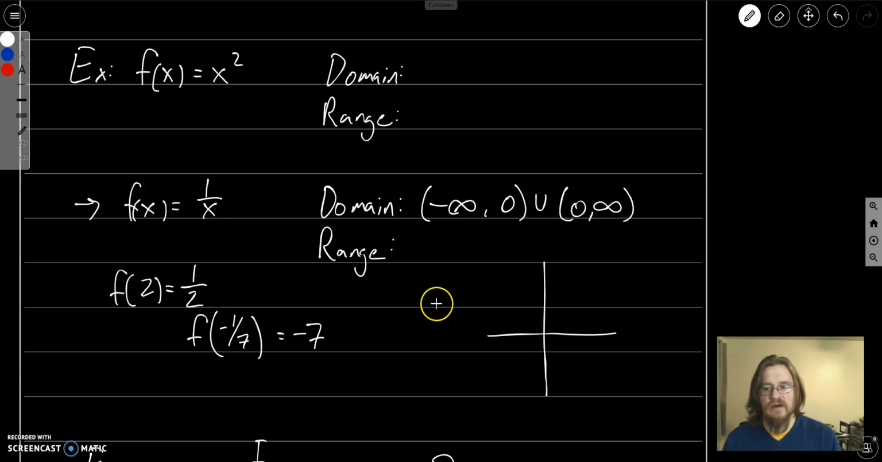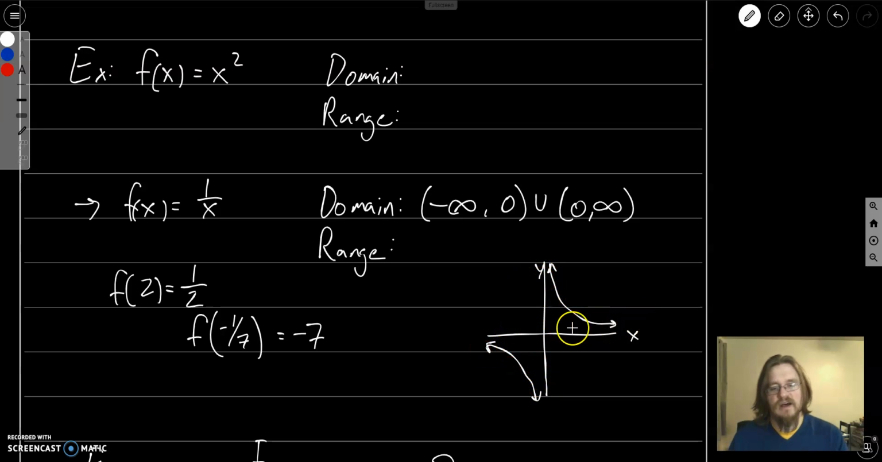If I draw a little picture of what this looks like, the graph of 1 over x, again, here are all the x values and here are all the y values, is going to look something like this. And we have an asymptote. So as we get closer and closer to 0, we're going to shoot up if we're coming from the right, or if we're coming from the left, we're going to be shooting down.